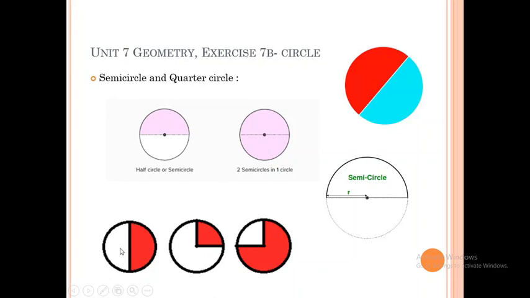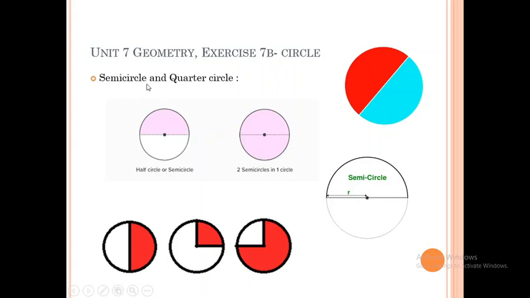Here these are two semicircles, and when you divide the half circle, again this is called a quarter circle. Here this red part is a quarter circle. Here this white part is a quarter circle. Quarter means 1/4. So this is 1/4 circle, and semi or half, this is half circle, and this is a full circle. These terms are given in your exercise, and you have to identify them.